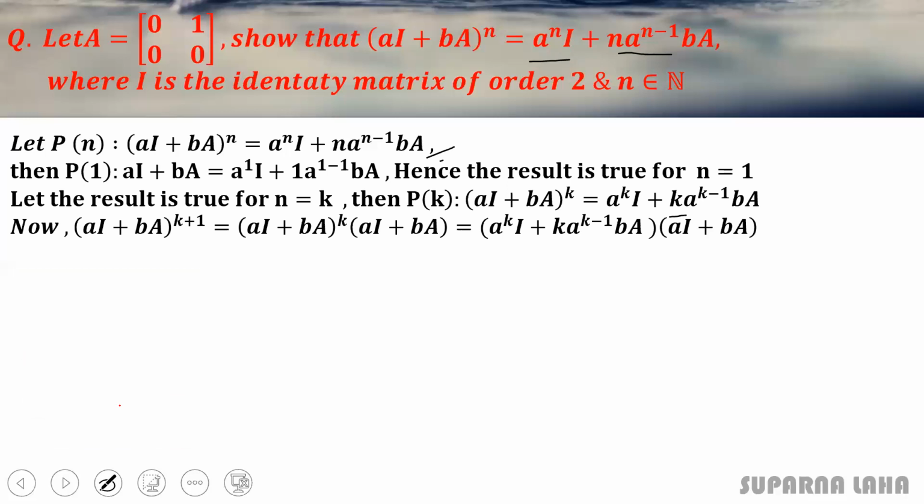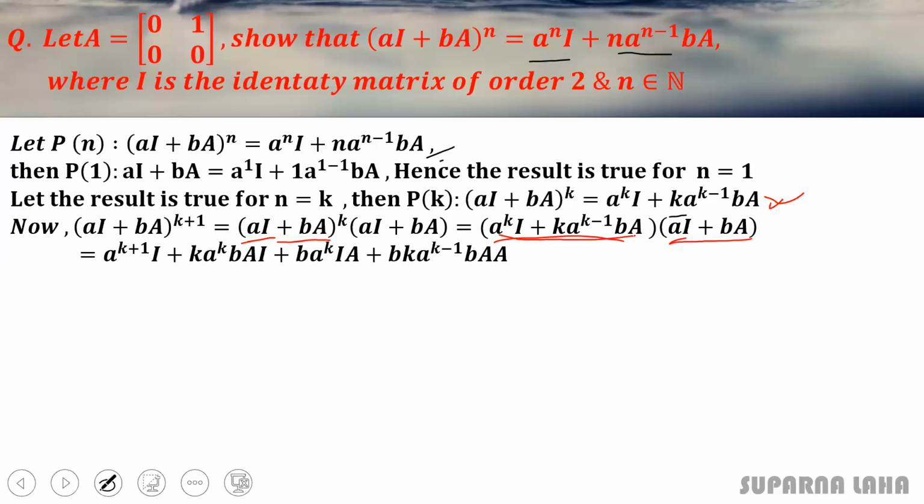Now put the value of (aI + bA) to the power k here, and then multiply with (aI + bA). Just multiply it term-wise. First multiply it with aI, this whole factor, then multiply with bA, the whole factor, and you will get this line.